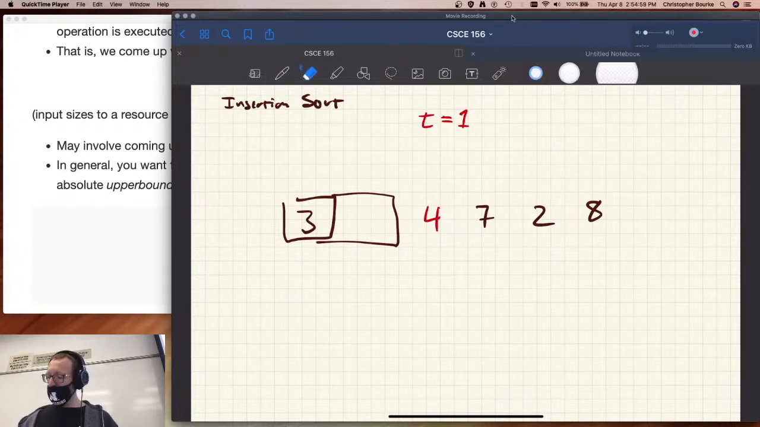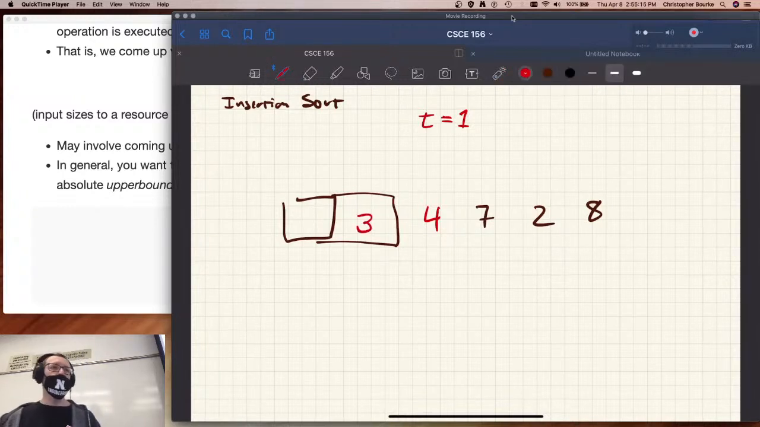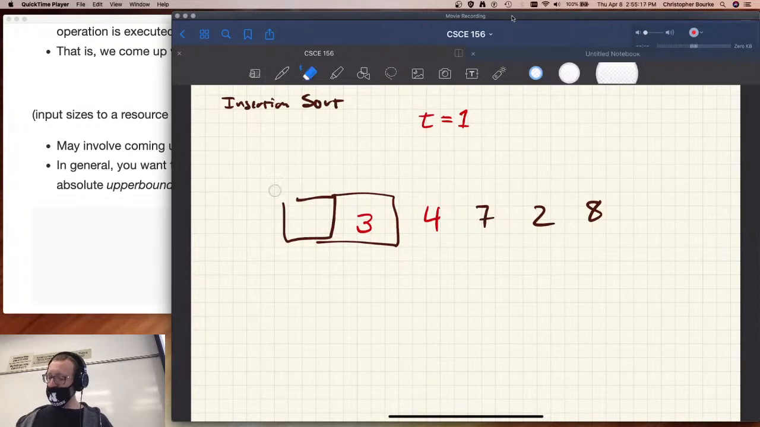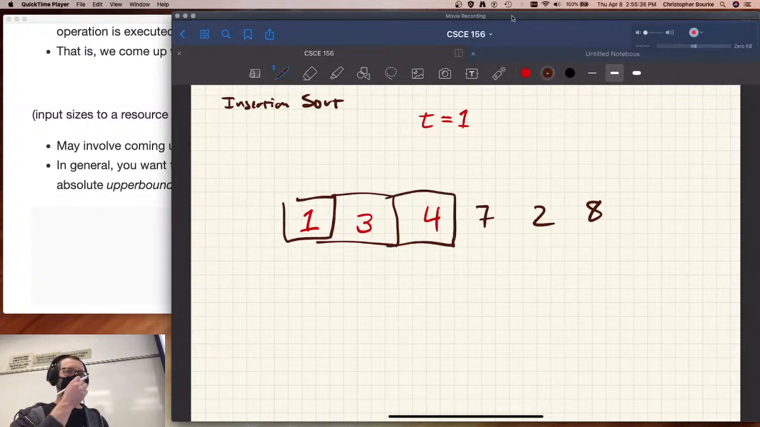Now I'm going to compare it to the next one, 3 and 1. 1 would go in front of 3, so what I'm going to do to 3 is shift it. And now at this point, I have nothing else to compare. So where does 1 belong? Right here. I end up inserting it where it belongs. At this point, this part of the list is now sorted.